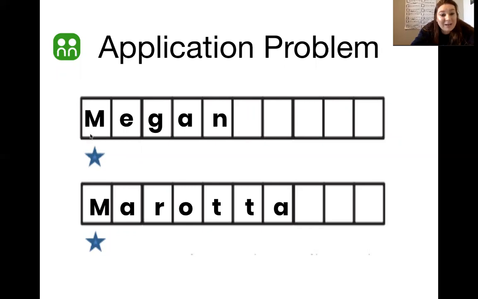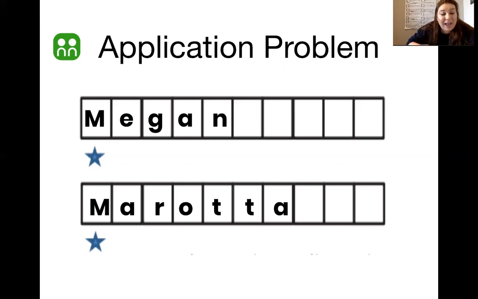Scholars, go ahead and write your first and last name on your piece of paper with your first name on top and your last name below it. 10 seconds. 5, 4, 3, 2, 1. Great job, scholars.